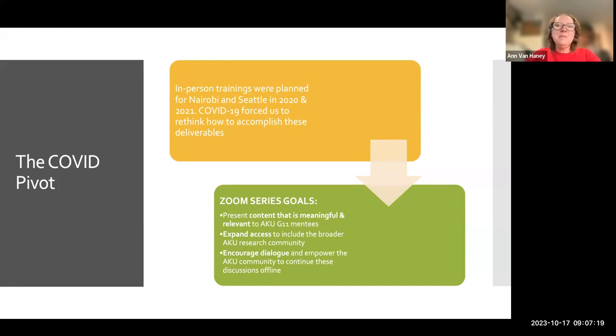But we realized that since we had no idea when we were going to be able to have people traveling again, we needed to figure out how to continue to provide some kind of training and some kind of continuation for the program. So we put together a Zoom series, but we wanted to make sure it had content that was really relevant and meaningful to our participants, especially in light of all the challenges that we've outlined. And we were also wanting to expand access to include anyone who was able to participate via Zoom, because we didn't have the constraints of fitting everyone into a meeting room around a conference table.